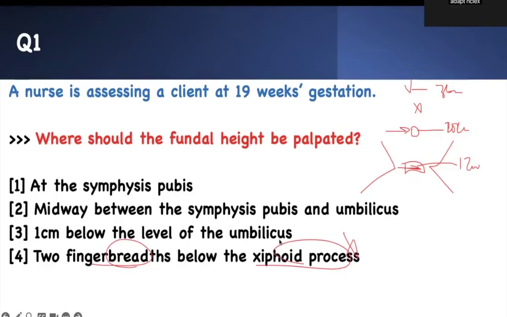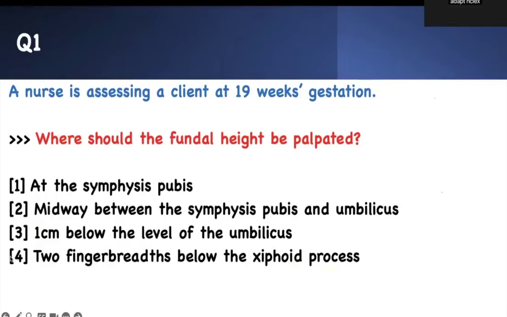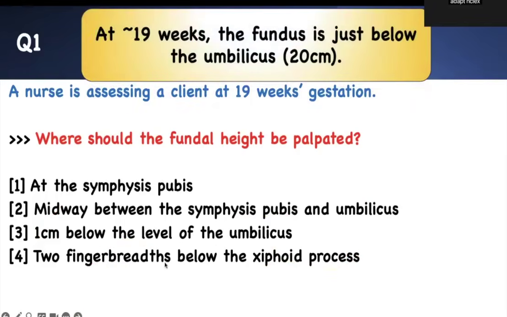1 centimeter below the level of the umbilicus, that is 19, close to that. Midway between the pubic symphysis and the umbilicus, that's here. It's less than 19. This is close to 16. Therefore, the right answer is what? 1 centimeter below the level of the umbilicus. This is the concept you have to master. Write it down, take it with you, and use it whenever you get a question. And that's the key. At 19 weeks, the fundus is just below the umbilicus. That is the content I want you to take with you. Number 3 is the right answer.